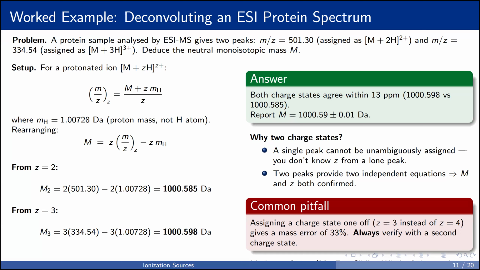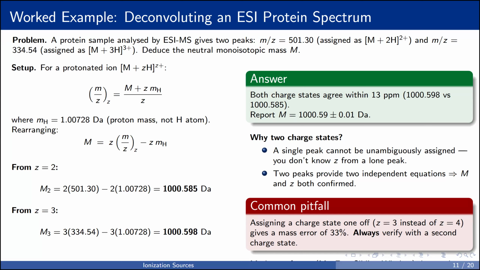Plug in for z equals 2. 2 times 501.3 is 1002.6. Subtract 2 times 1.00728, which is 2.0146. We get 1000.585 Daltons.